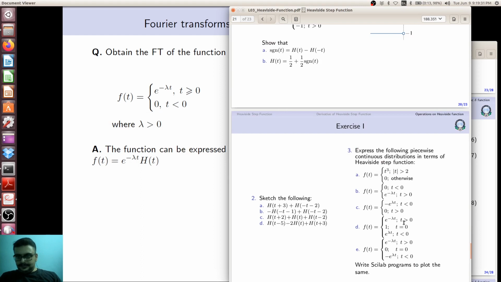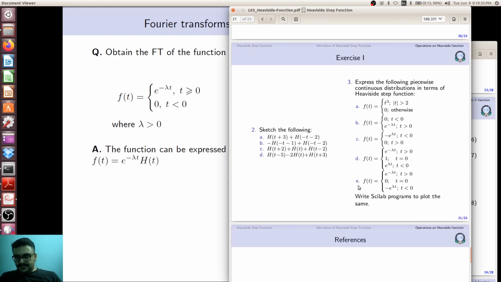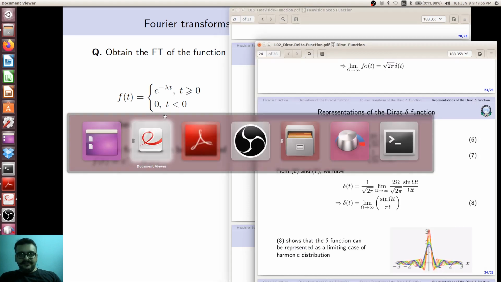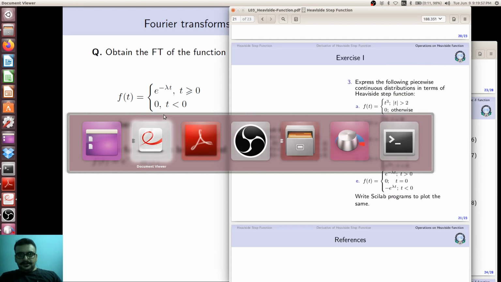I think this was the exercise. Yeah, exercise 3, question number B. So this was the question. In this question, I had asked you to express this function in terms of the Heaviside step function.